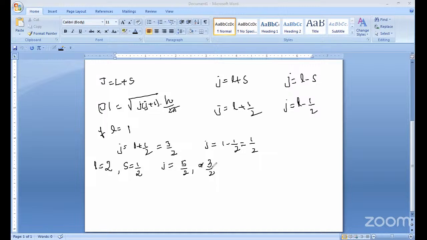So generally, the vector addition in this case is when L and S are aligned in the same direction.